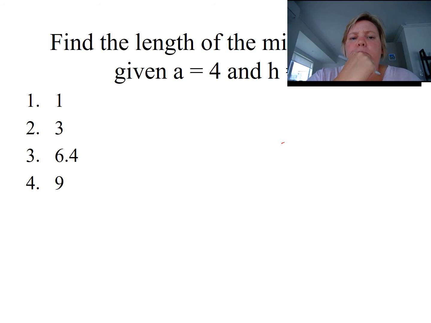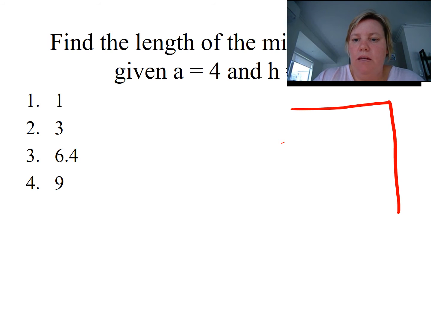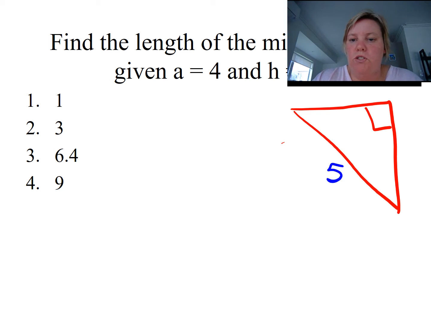Okay, so let's have a think about this problem. Find the length of the missing side if a is 4 and h is 5. The first thing is you do need to draw yourself a picture. This time I'm going to do mine upside down just for fun. I know that h is 5, that's the hypotenuse, which is opposite the right angle. Then I'm going to label one of the other sides 4, and I'm looking for this side here.